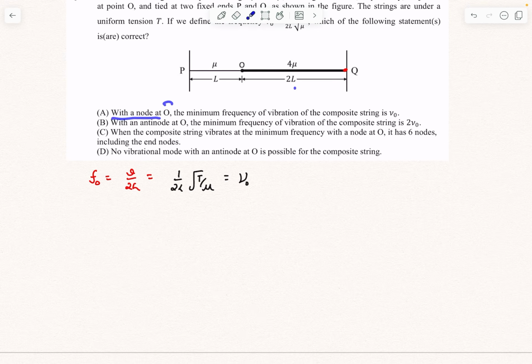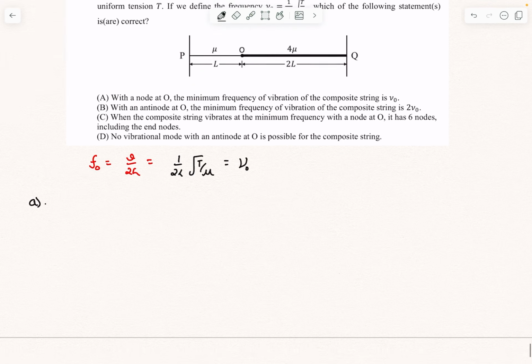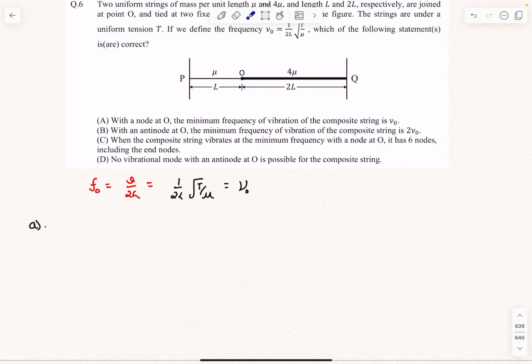Okay, so in the first problem statement they're saying if we have a node at the point O, then the minimum frequency of vibration of the composite string is. Okay guys, so for this question, first let's just assume that the entire string is oscillating with a frequency of some f.